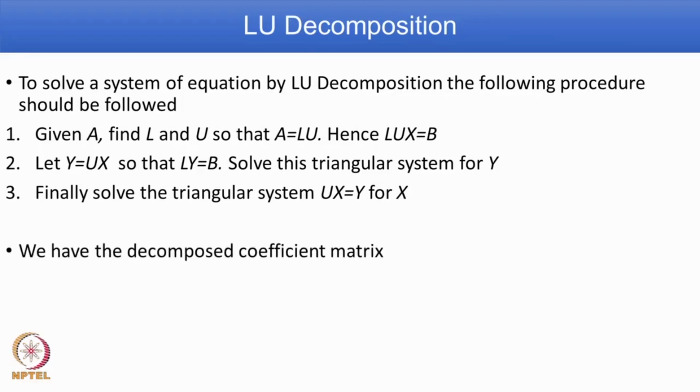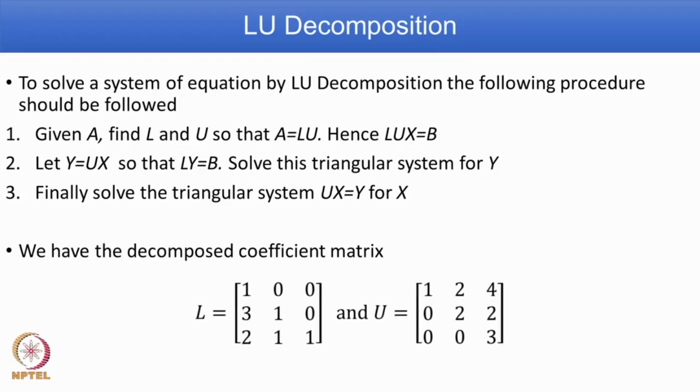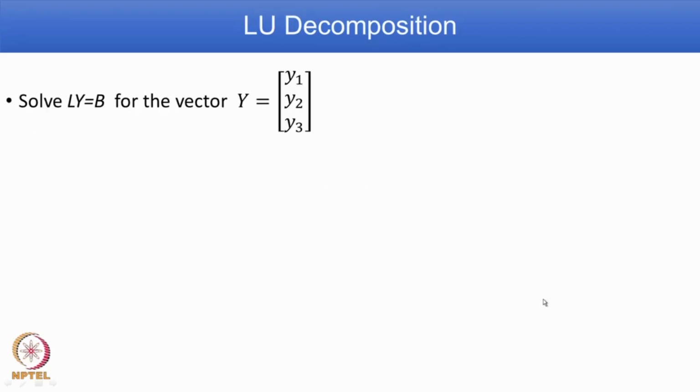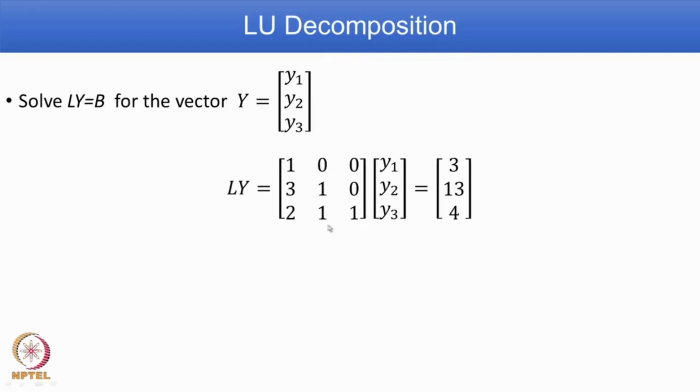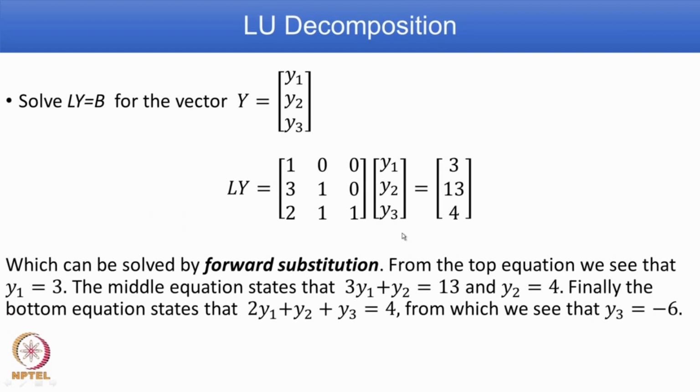Let us apply this step for the example problem that we have just now explained. So, L is already obtained as shown here, and U was also obtained as shown here. So, Ly is equal to b for the vector y defined as y1, y2, y3. Now, Ly is equal to b. So, b value is also given in the problem, L is shown here, and y is y1, y2, y3. Now, you can solve this by what is known as forward substitution.